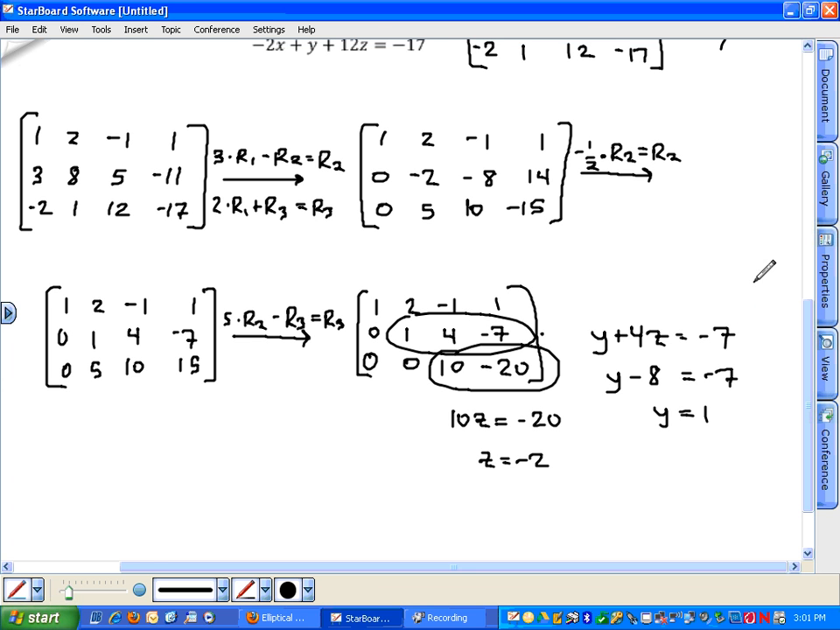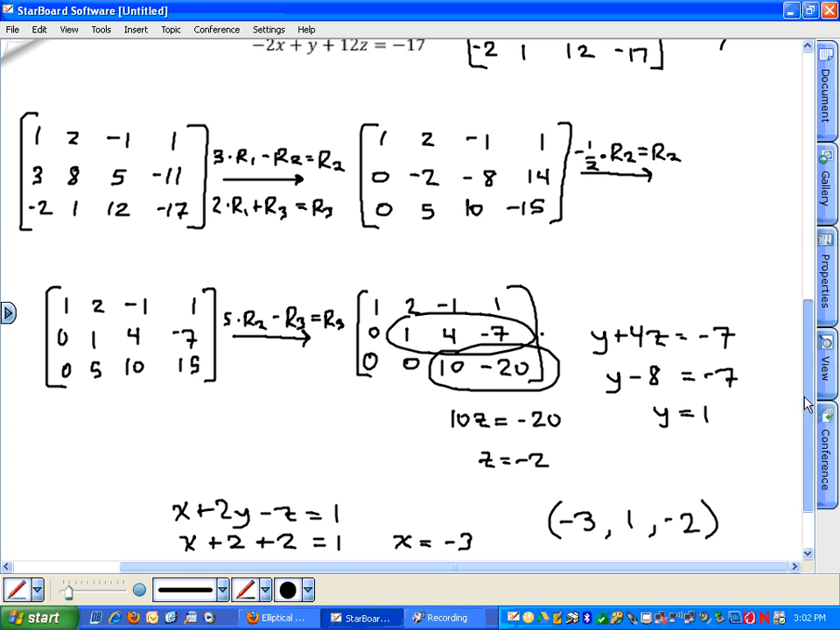Let me write this down here. The top row is saying that x plus 2y minus z is equal to 1. If y is equal to 1 and z is equal to negative 2, this turns into x plus 2 plus another 2 is equal to 1. 2 plus 2 is 4. When that's subtracted from 1, x is going to equal negative 3. So the solution is negative 3, comma 1, comma negative 2.